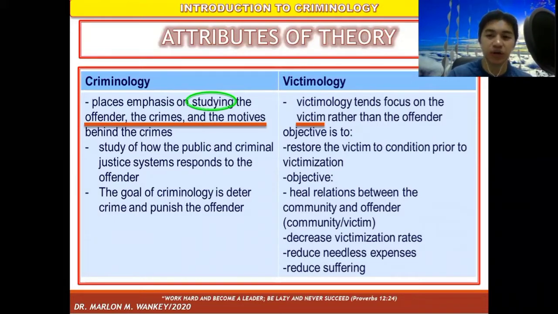If they cannot restore it, there might be a possibility that the offender who has that anger may again attack the victim. Or there is a possibility that the victim may get revenge against the offender. Okay? Another objective of victimology is to decrease victimization rates. Okay? It is better to prevent than to cure.